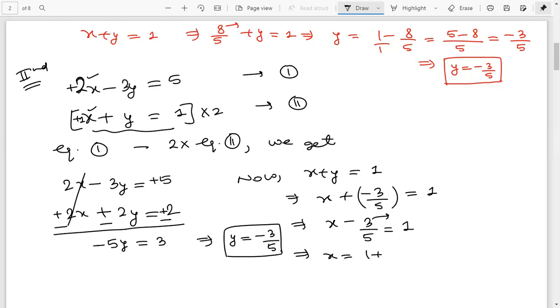So 1 plus 3 by 5. We'll take 5 as the LCM. This will be 5 plus 3, correct. This will be 8 by 5. Hence we can say that x equals 8 by 5. So both the values are correct.